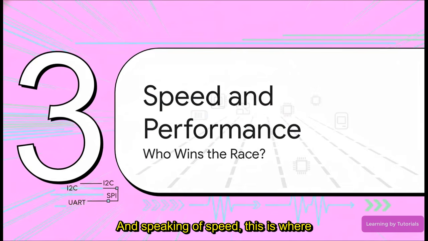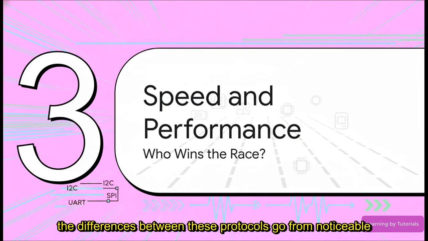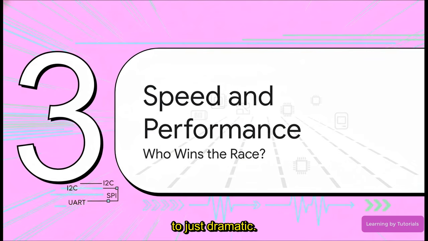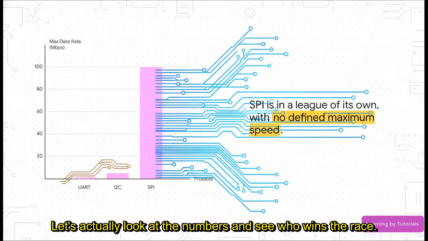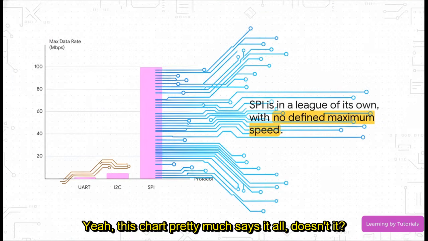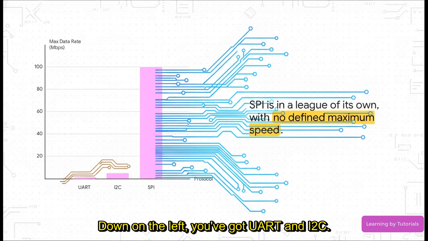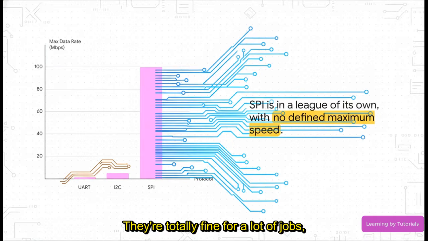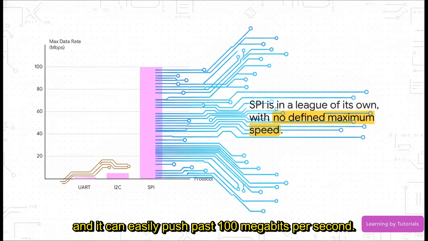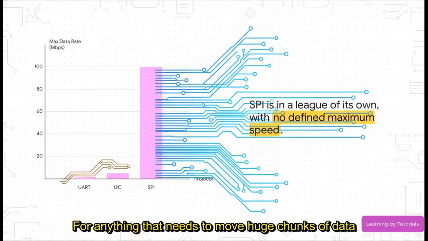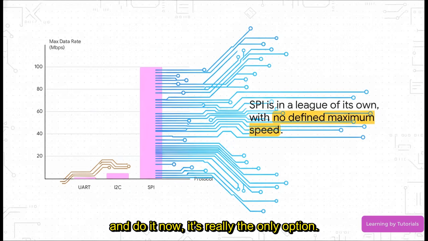And speaking of speed, this is where the differences between these protocols go from noticeable to just dramatic. Let's actually look at the numbers and see who wins the race. Yeah, this chart pretty much says it all, doesn't it? Down on the left, you've got UART and I2C. They're totally fine for a lot of jobs. But then, look all the way over on the right. SPI is just in a completely different universe. It doesn't even have an official top speed, and it can easily push past 100 megabits per second. For anything that needs to move huge chunks of data and do it now, it's really the only option.